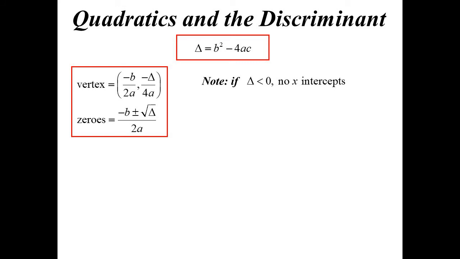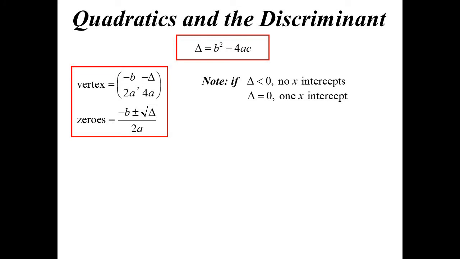Note, it tells us some other information as well. If that delta, or discriminant, is less than 0, then there must be no x-intercepts, because we'd be taking the square root of a negative number. We can't find the square root of a negative number, so we get no x-intercepts. So we don't actually have to factorise the whole equation down. We can just look at this expression, b squared minus 4ac, to work out whether or not it has x-intercepts.